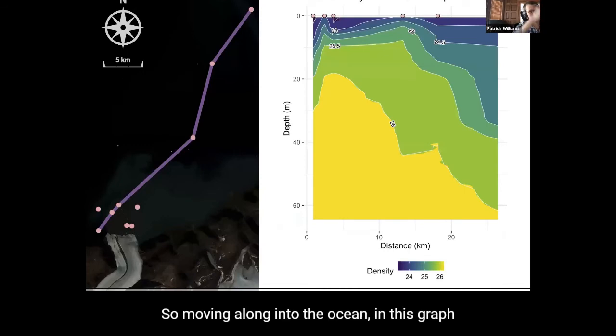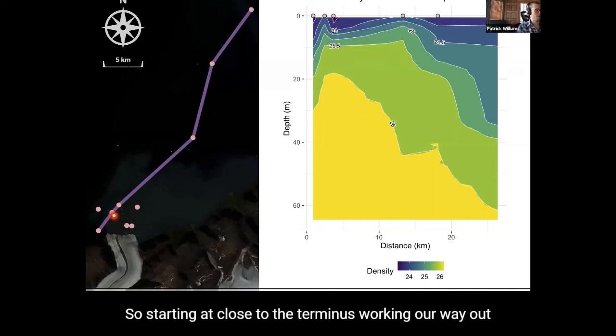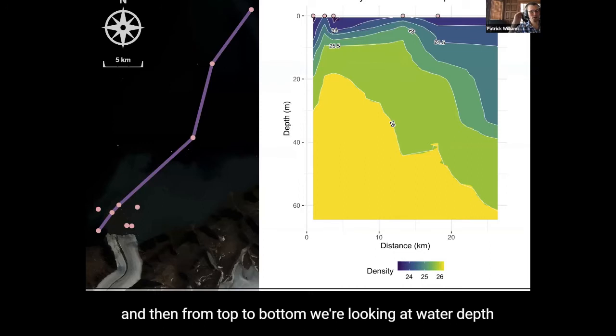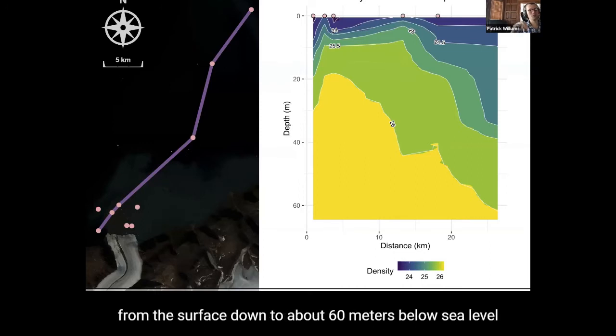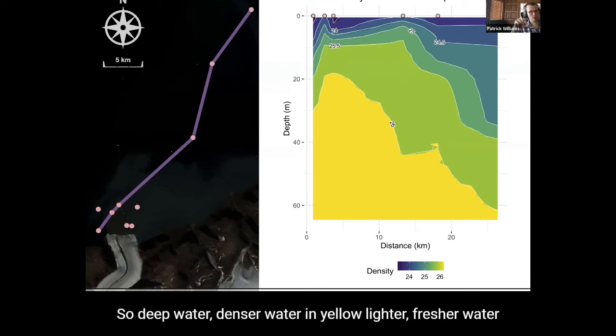So moving along into the ocean, in this graph, we're looking from left to right from the terminus of Sphere Drop out into Jones Sound, right? So starting at close to the terminus, working our way out. And then from top to bottom, we're looking at water depth from the surface down to about 60 meters below sea level. Colors here are representing water density. So deep, denser water in yellow, lighter, fresher water in purple.